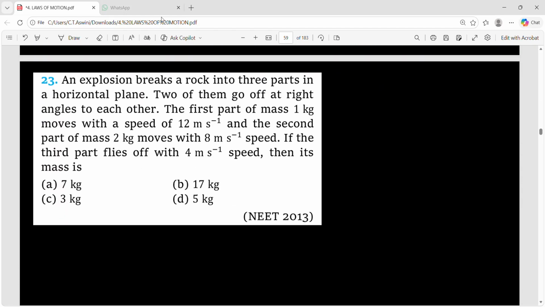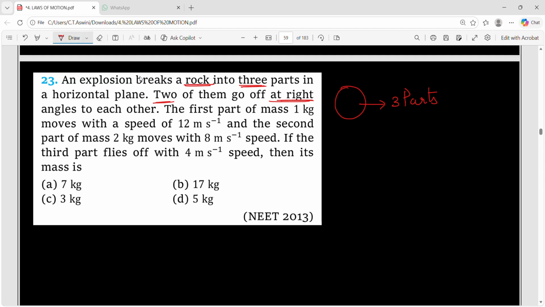Now, see this question. An explosion breaks a rock into 3 parts. That means before the explosion, the rock's velocity is 0. After the explosion, there are 3 parts, fine. So 2 of them go off at right angles to each other. So let this be the rock. It was broken into how many parts? 3 parts. So 2 of them are going at right angles.